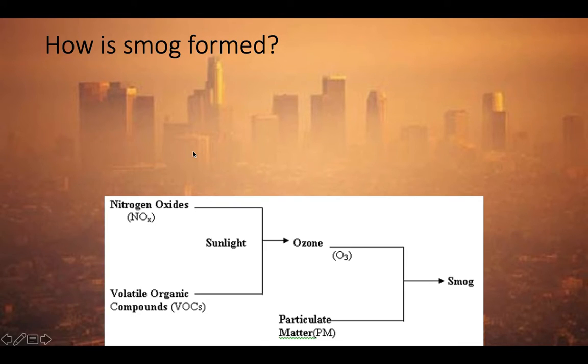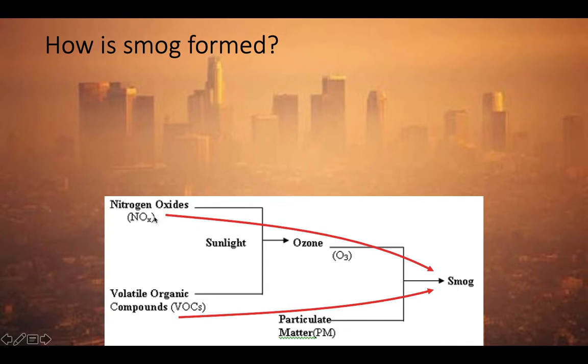So how is smog formed? Smog, like I just said, is a mixture of a lot of different things, but one of the primary components of smog is ozone, as well as things like particulate matter. And ozone is formed when nitrogen oxides and volatile organic compounds react in the presence of sunlight, and that's going to chemically create ozone, which is a primary component of smog.